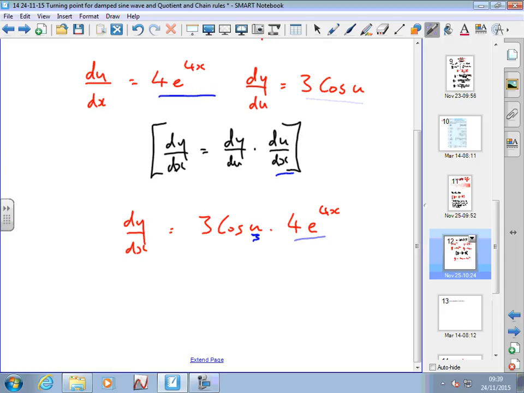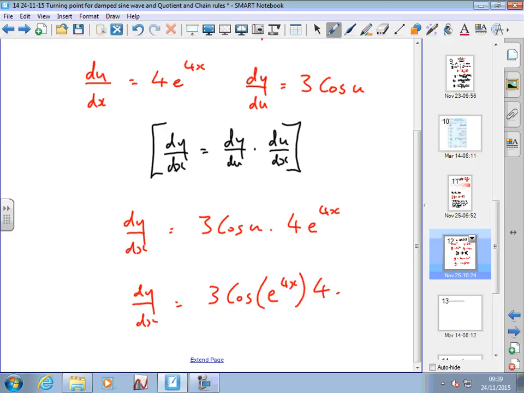And finally, I'll replace u with what I set it to be for my final answer. What is u? It's e to the 4x. So dy by dx equals 3 cosine e to the 4x times 4e to the 4x.